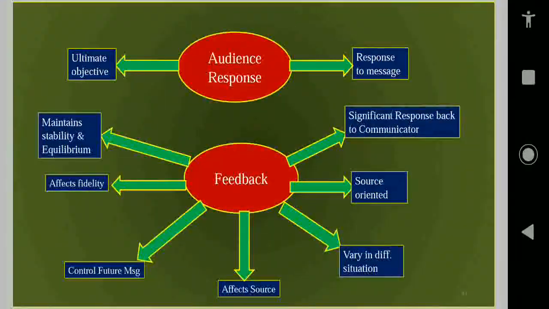Then the last element is audience response or feedback. Audience response is the ultimate objective, the response to the message. The response of the audience is the ultimate objective of any communication function. The response of an audience to a message received may be in the form of some kind of action, mental or physical. Until the desired action results, extension communication does not achieve its most essential objective. The possible kinds of response to messages received are almost infinite.